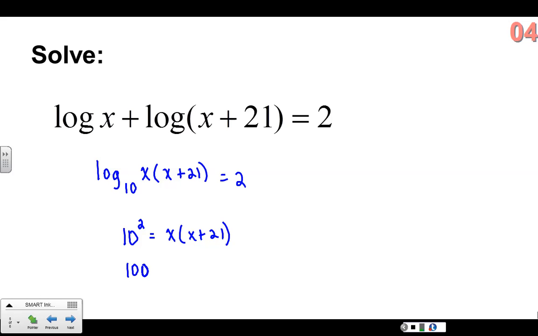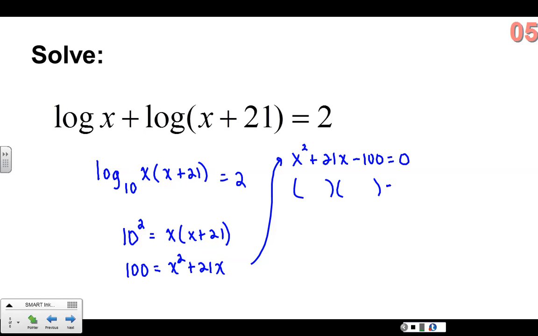So 100 equals x squared plus 21x. So we have a quadratic equation to solve. x squared plus 21x minus 100 equals 0. So to try to factor that, two numbers that I can multiply together to make negative 100, but would add to be 21, that would be positive 25 and minus 4. So if you set those equal to 0, x would equal minus 25 and positive 4.